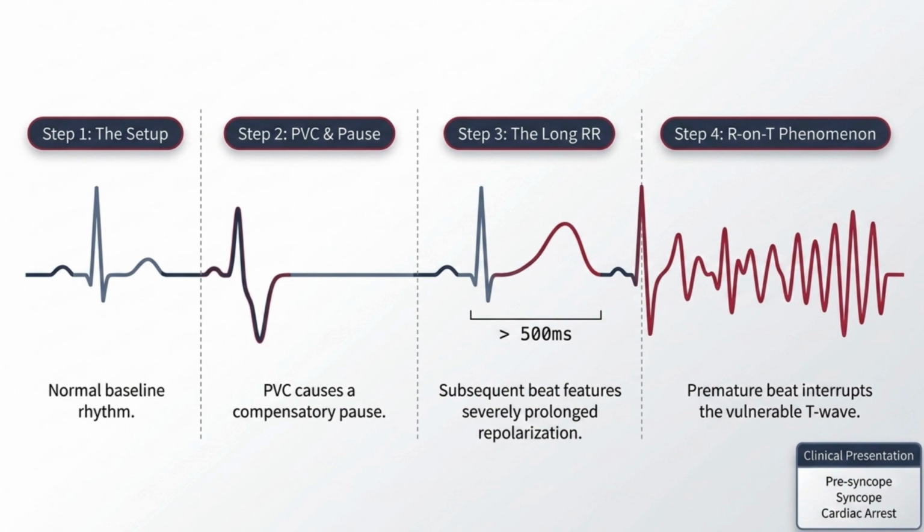So we have here step 1, the normal baseline rhythm. Step 2, PVC causes a compensatory pause. Step 3, the long RR interval, greater than 5,000 milliseconds. The subsequent beat features severely prolonged repolarization. And then step 4, R-on-T phenomenon. A premature beat interrupts the vulnerable T wave. Here we have the clinical presentation with presyncope, syncope, and cardiac arrest.